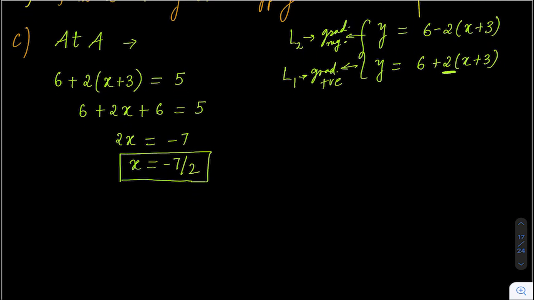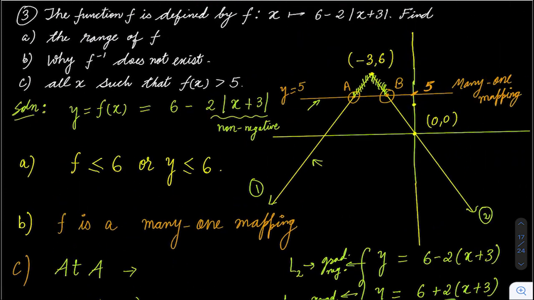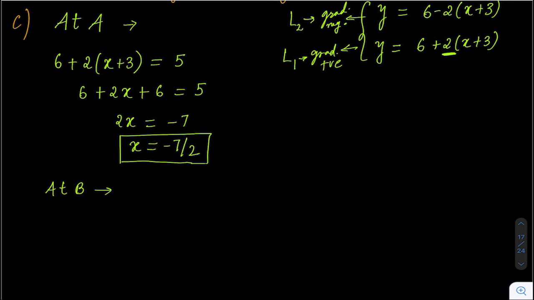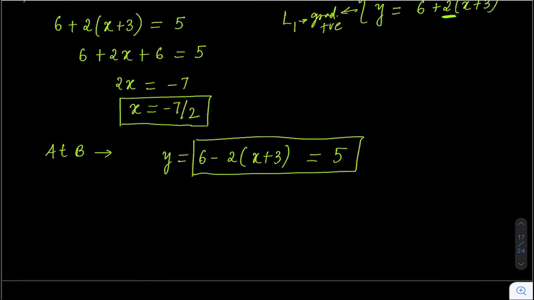Now similarly, do the same thing for B. At B, what are my lines? My line 2 and y equals 5. What is my line 2? Line 2 is y equals 6 minus 2 times x plus 3. So this should be equal to 5. If you equate them, let's find the x value. So this is 6 minus 2x minus 6 equals 5. If you cancel the 6, we are getting x as minus 5 over 2.